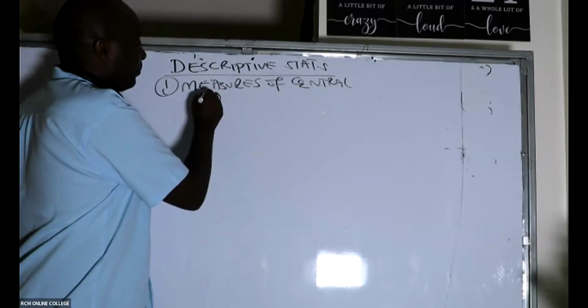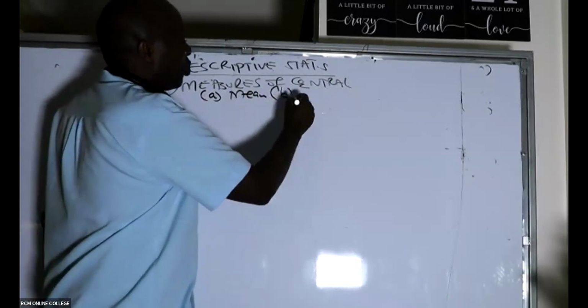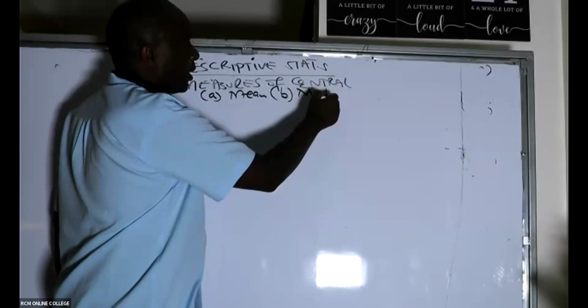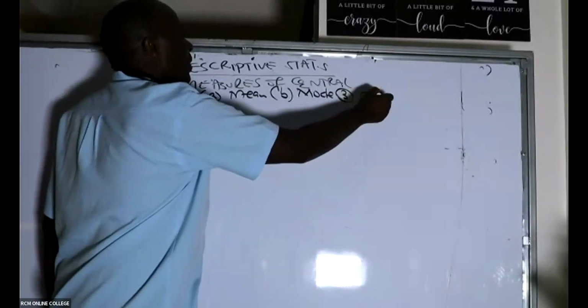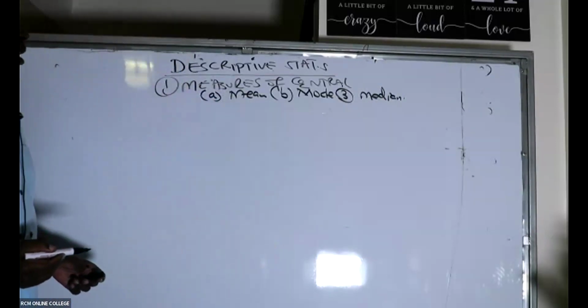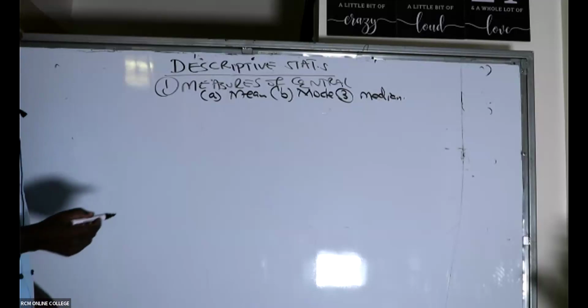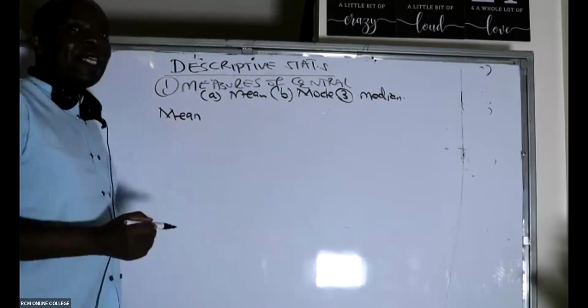us to look at the mean. All right. 2, I would want us to look at how we calculate the mode. 3, I would want us to look at how we calculate the median. How we get to calculate the median. Those 3. So I will start with mean. And in context here, I would want us to look at what we call grouped data.